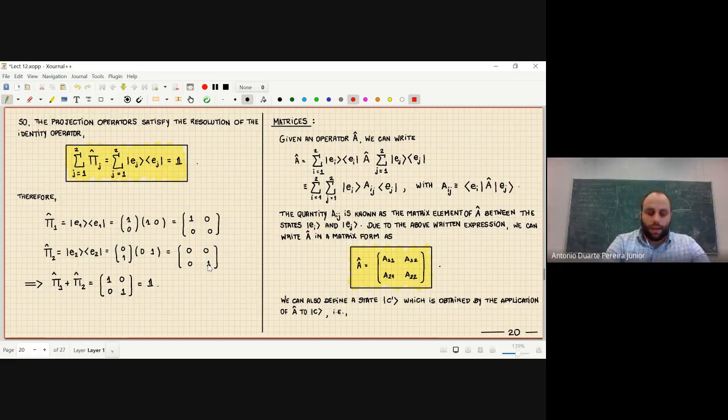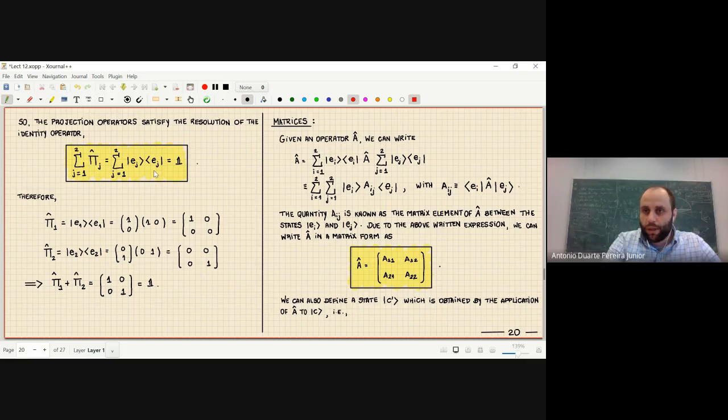Now I can just take this expression here and check whether the sum of these two matrices will give me the identity. And when you sum pi 1 with pi 2, you sum the first entry of this matrix with the first entry of this matrix, the second entry with the second entry, and so on and so forth. So what you get in the end is just the matrix 1, 0, 0, 1, which is nothing but the identity in the space of 2x2 matrices, okay? So this is an explicit check of this relation here.